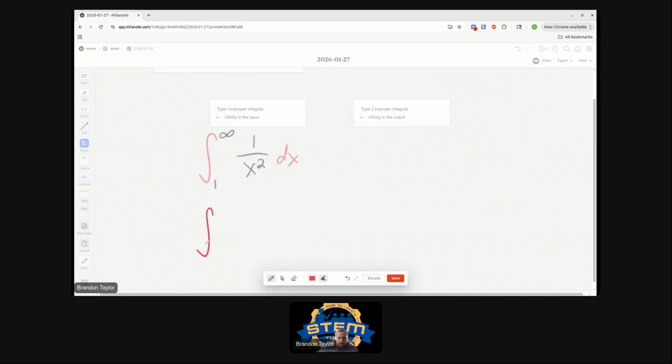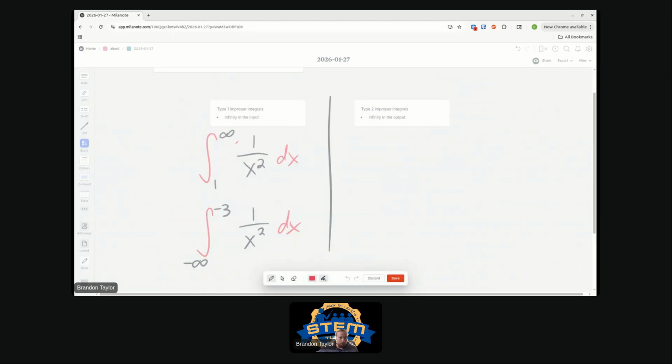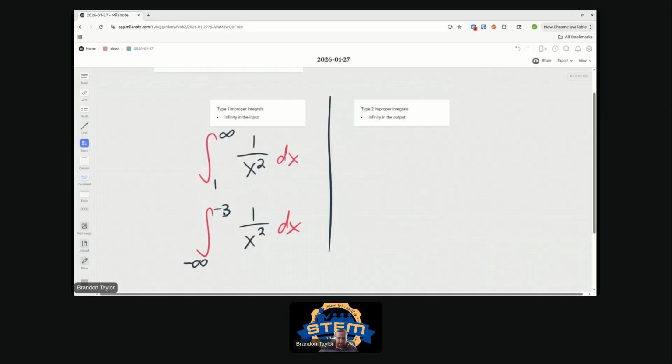And then over here, I'll give another example. You could also have the lower bound going to negative infinity, and let's say the upper bound is negative three. I'll use the same function just to make it easy, though it could be a different function. These would both be examples of type one improper integrals. To be honest, I think type one is objectively easier to deal with than type two. For one, it's obvious that they're improper because we see an infinity. If you see infinity or negative infinity in the problem, it's improper for sure.